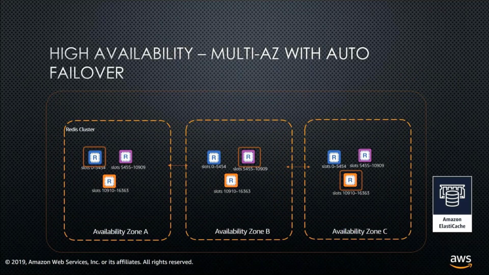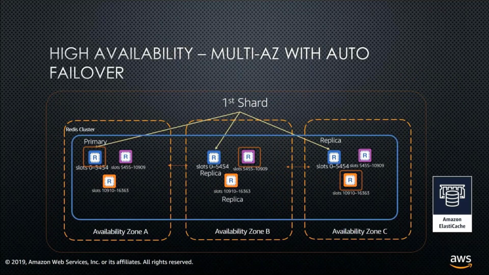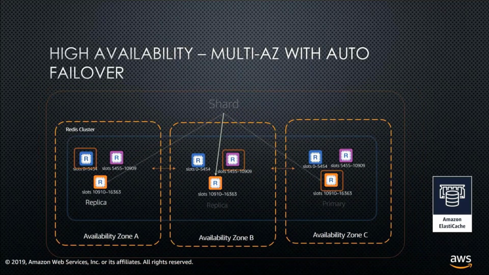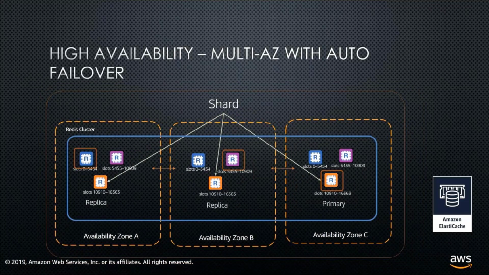Here is the first shard, primary located in availability zone A and replicas located in availability zones B and C. Here's the second shard, primary located in availability zone B and replicas located in availability zones A and C. And the third shard, primary located in availability zone C and replicas located in availability zones A and B.